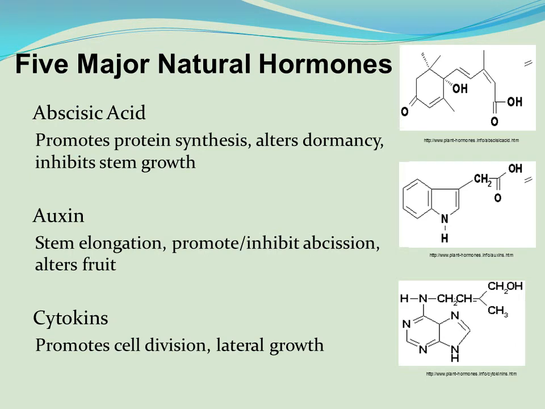There are 5 major natural hormones. Abscisic acid promotes protein synthesis, alters dormancy and maintenance in the seeds, and inhibits stem growth. Auxin promotes stem elongation, can promote or inhibit abscission of flowers and fruits, and can also alter the fruit and its ripeness. Cytokinins can promote cell division and also promote lateral growth.